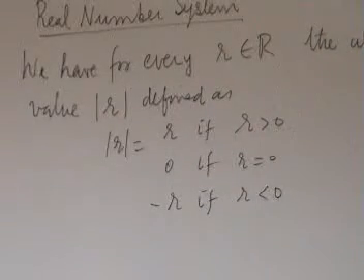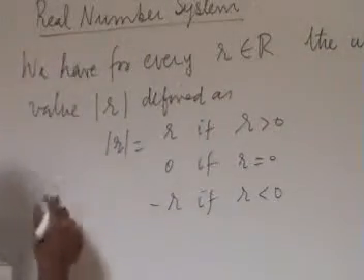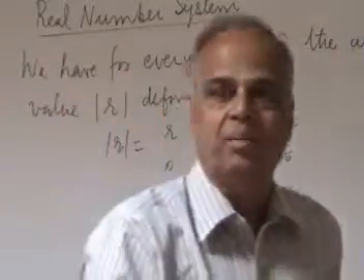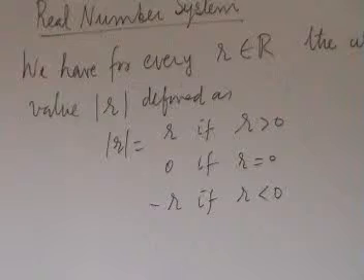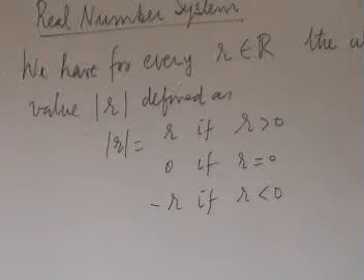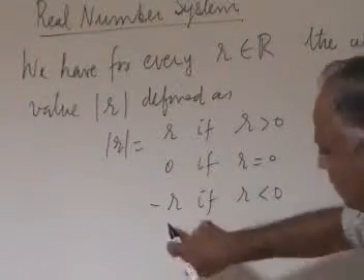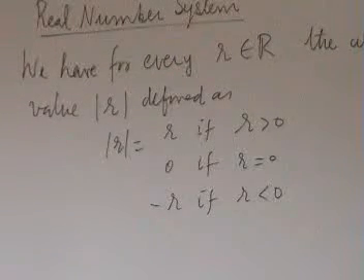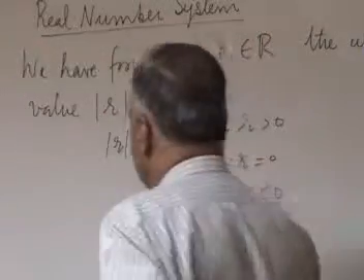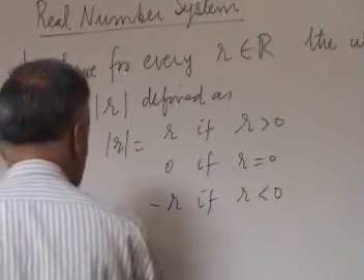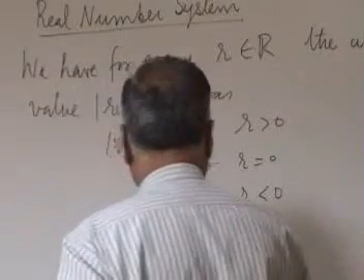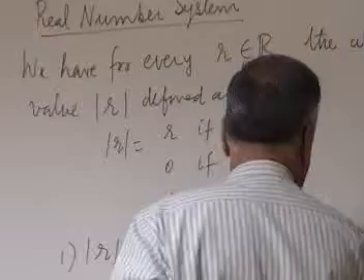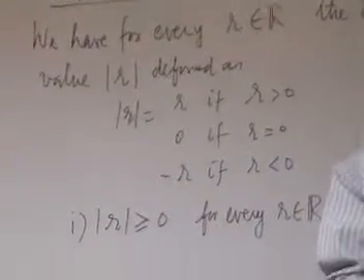Okay. And what it does is, with each real number, it associates another real number, but now which is non-negative. See, mod r is always non-negative. When r is positive, it is positive. When r is negative, it's the negative of that, so it's positive. It's 0 only when r equal to 0. So the first thing that we observe is that the absolute value of r is greater than or equal to 0 for every r in R, and equal to 0 if and only if r equal to 0.